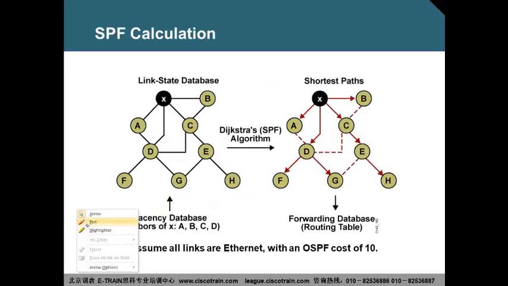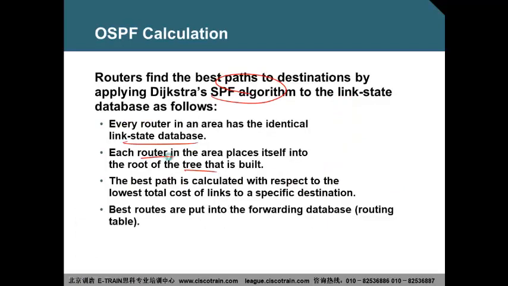This looks like a tree, you see. From here to go here, if I come this way, 1, 2. But if I come this way, 1, 2, 3. So which is the best way? Going via A is not the best way. Going via D is the best way, isn't it? That is what happens here. Each router places itself at the root of the tree, and it will build the best path for every destination. And the best path will be placed inside the forwarding database called the routing table.